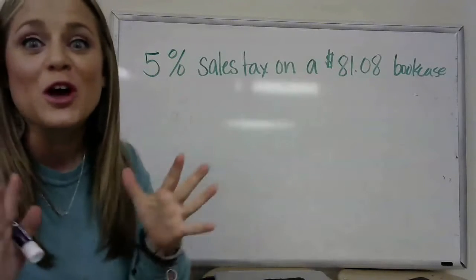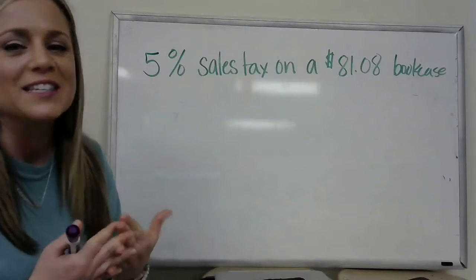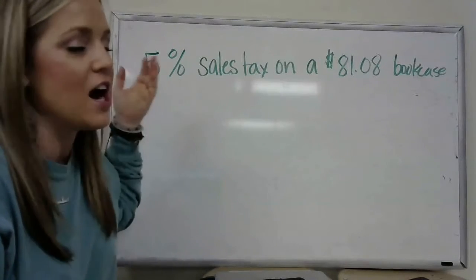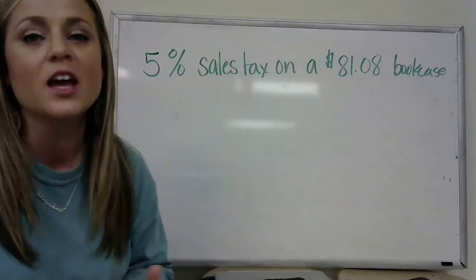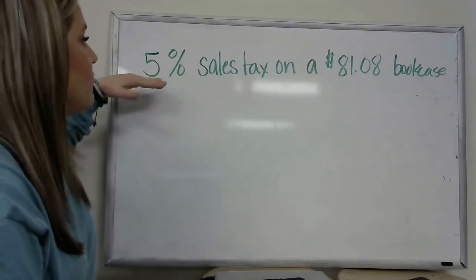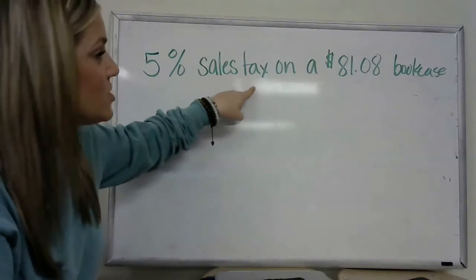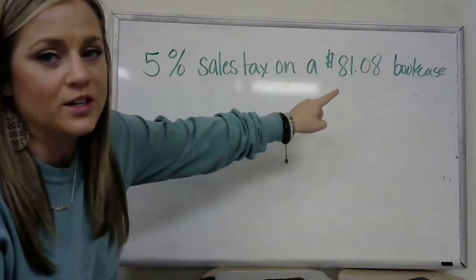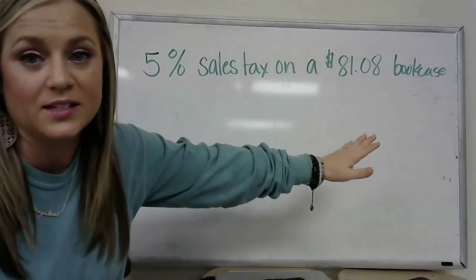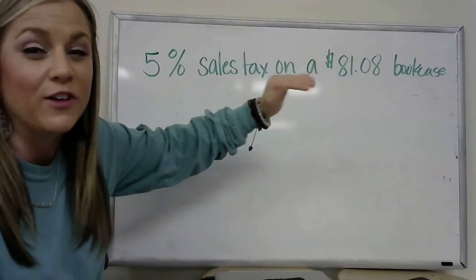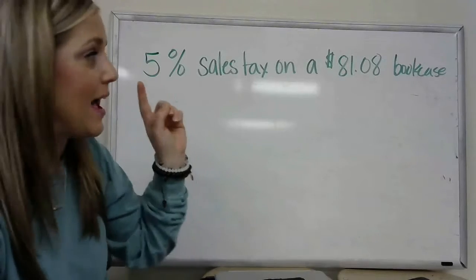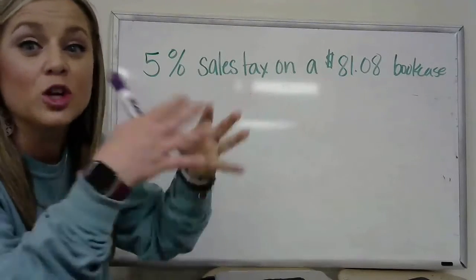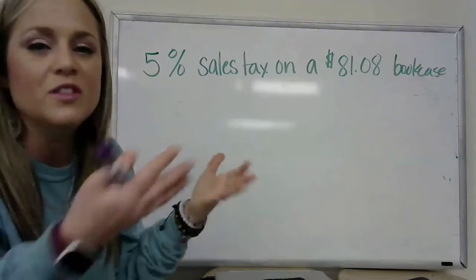What we're going to do now is calculate how much tax there's going to be, and then calculate the total cost. They want us to find 5% sales tax on an $81.08 bookcase. So we have to find 5% of it. How much tax is going to be added to that? And then we want to know how much total we're going to have to pay. This is real life.